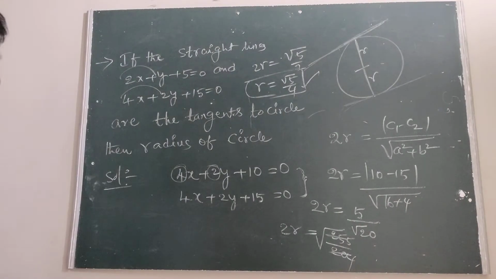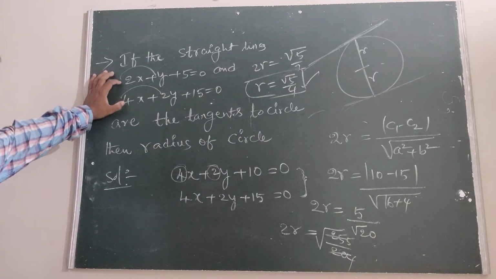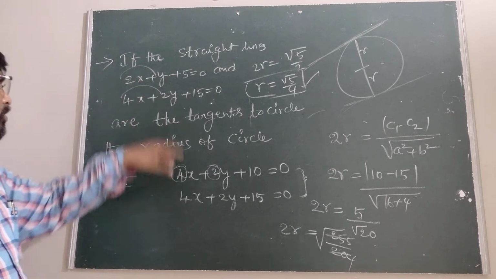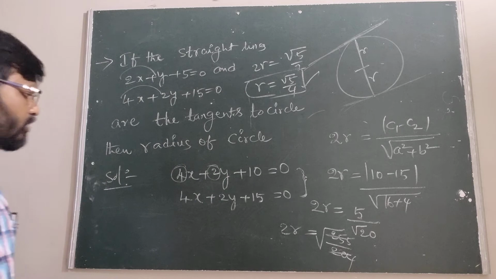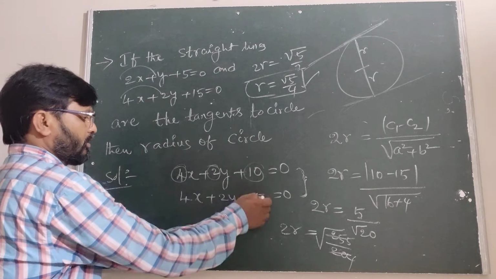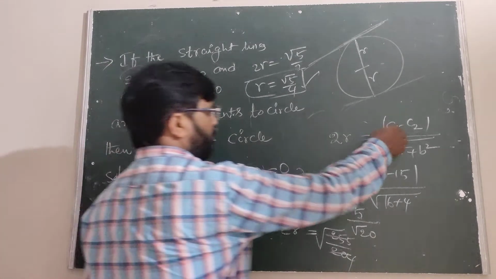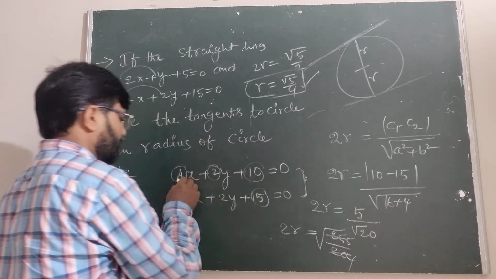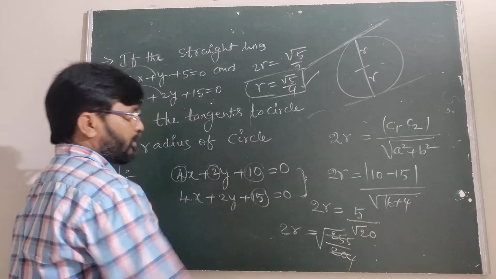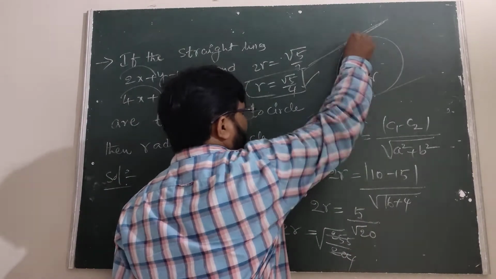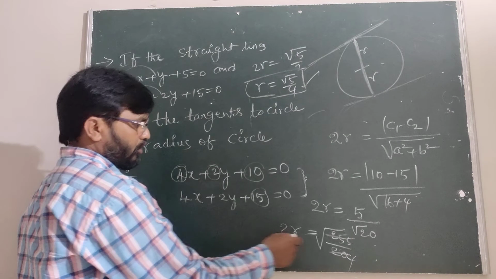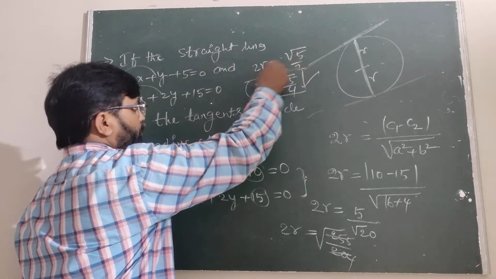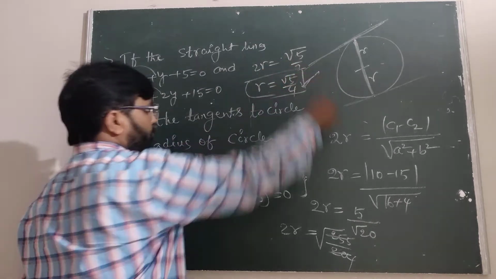How to find this? First our observation is that the lines are parallel. Therefore, we multiply the first line by 2, then it will be 4x + 2y + 10. After that we take the distance between the lines, c1 minus c2 by root of a square plus b square. This is 5, and root of a square plus b square is root 20. Therefore, the distance between them is the diameter, that is 2r. 2r is root of 5 by 2, and sending the 2 to the other side, r is root of 5 by 4. Okay.